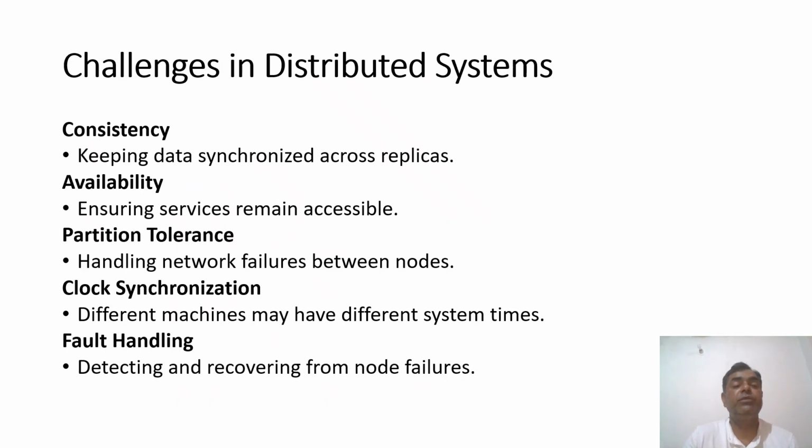Challenges in distributed system: consistency, keeping data synchronized across replicas. That means in distributed system we are replicating the data into different servers, or different nodes. When we change the data in one node, it must be changed in the other nodes in which the same or replicated data is present. Availability: ensuring services remain accessible. That means the service you are providing by that distributed system must always be available to the client. Partition tolerance.